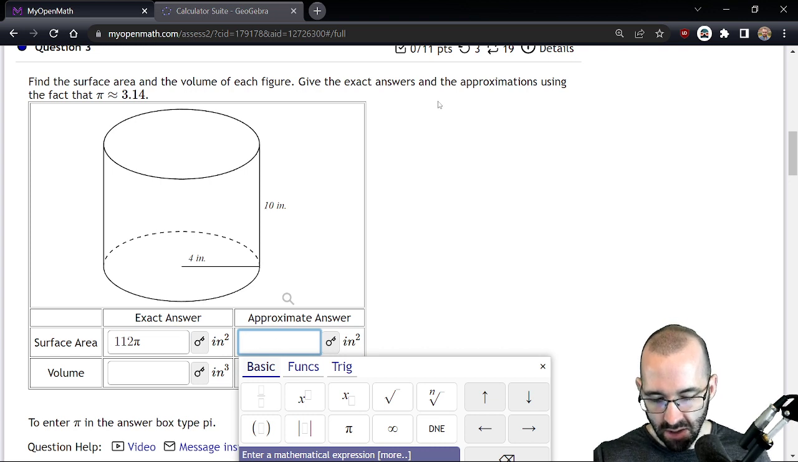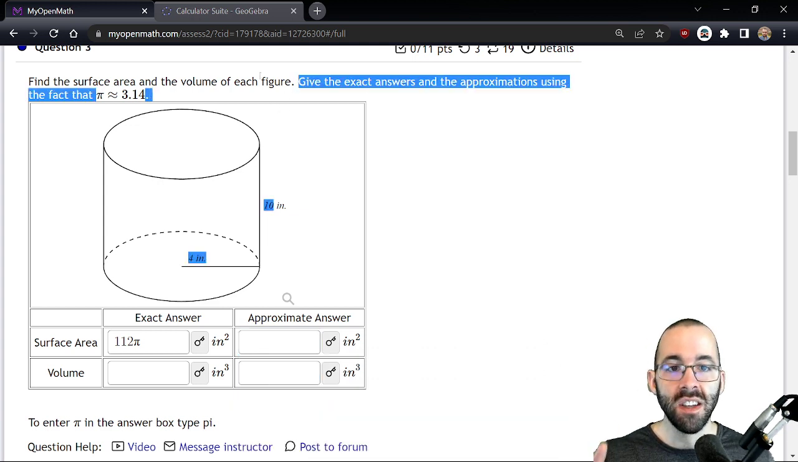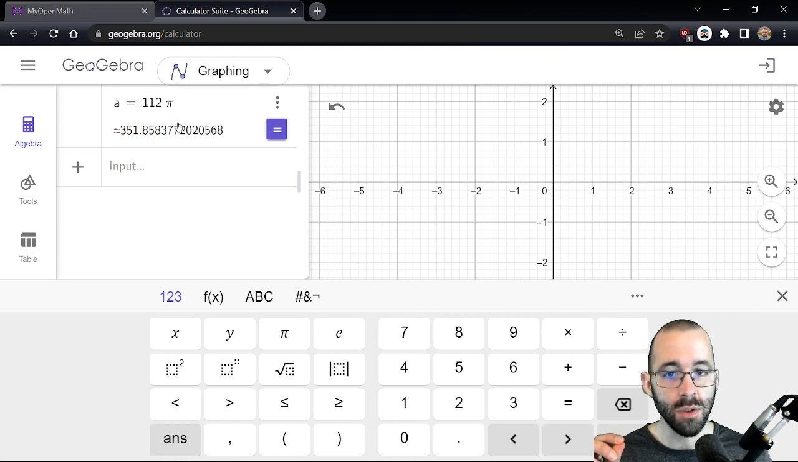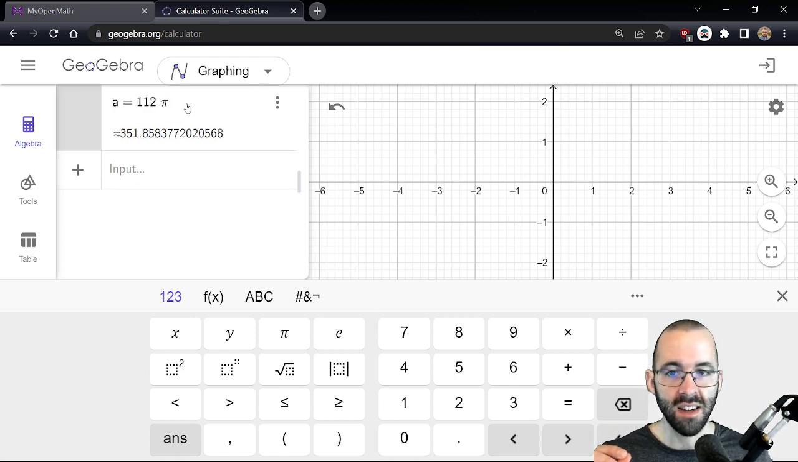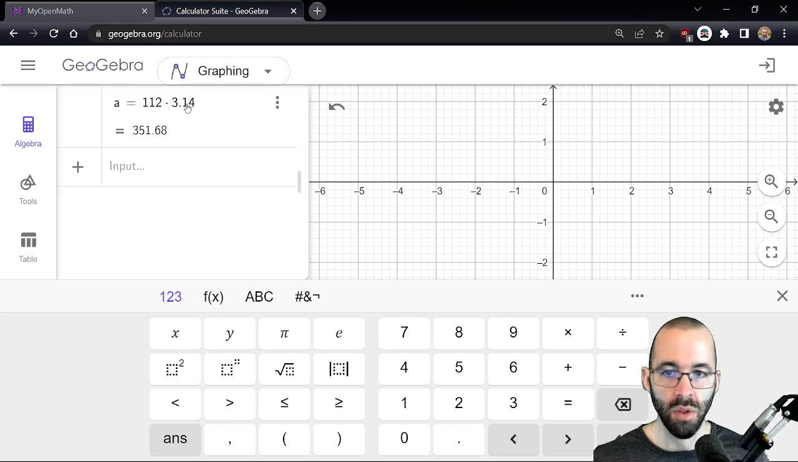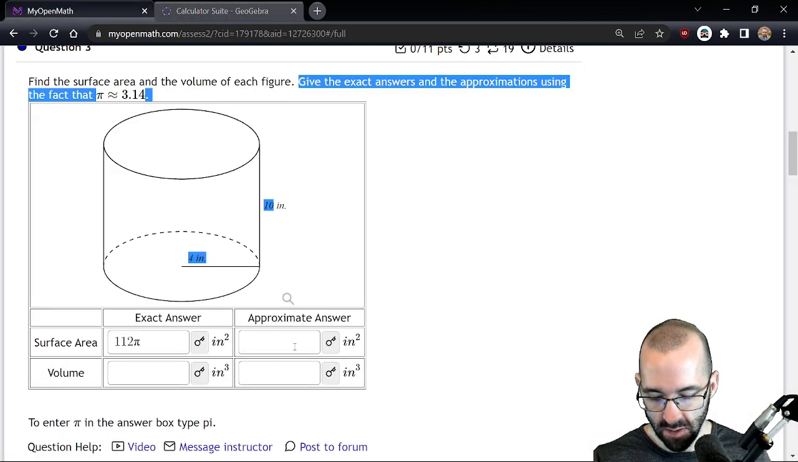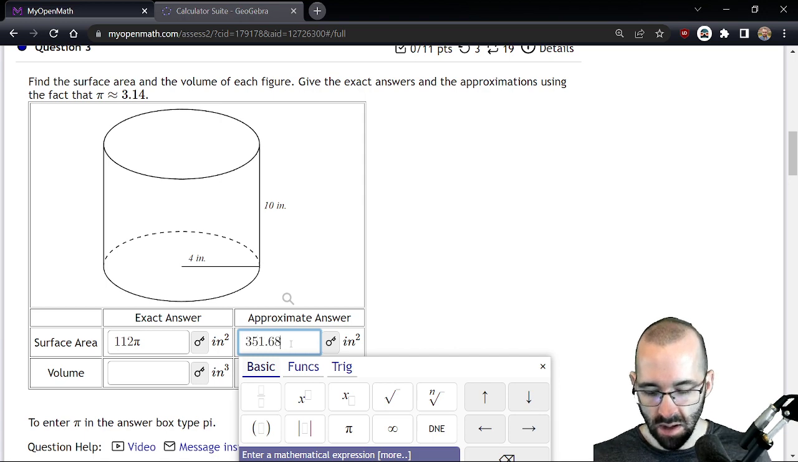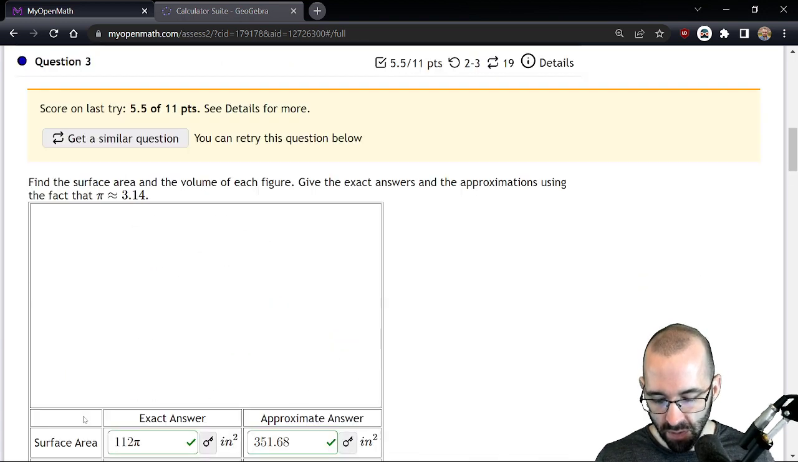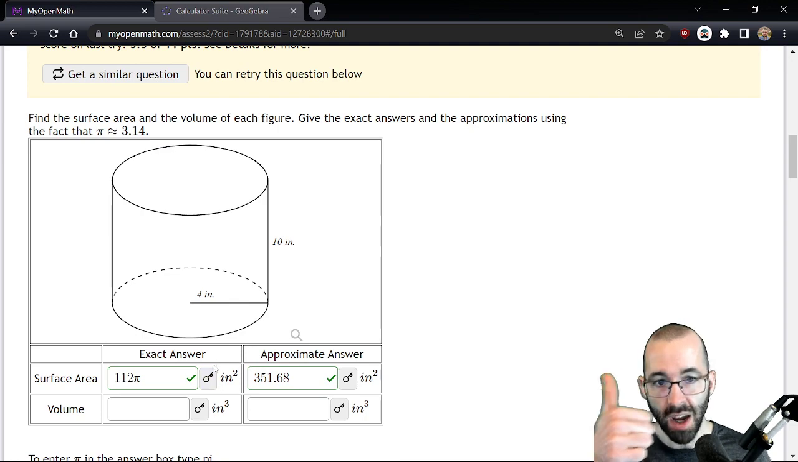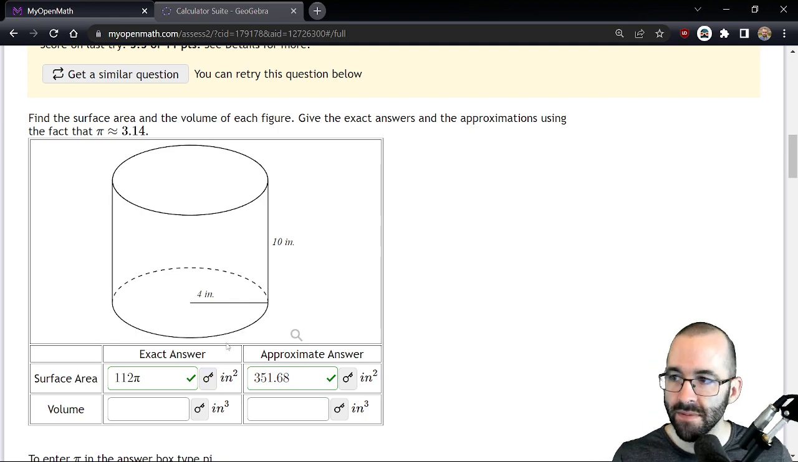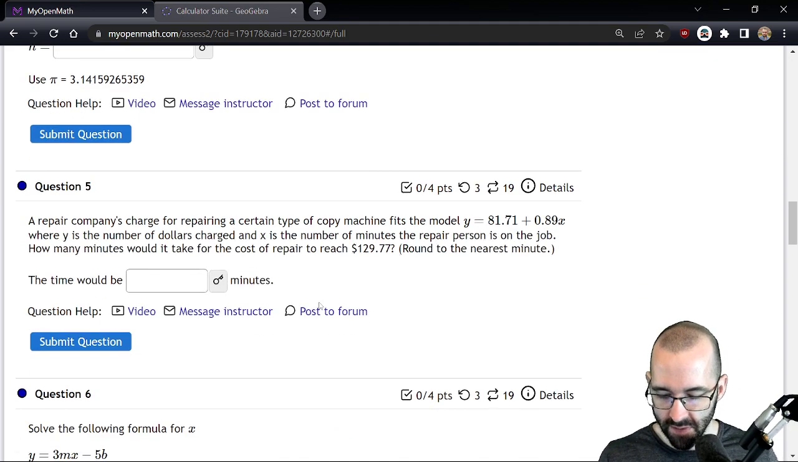The approximate answer, so be very careful to read the instructions. Using an approximation of 3.14. So if we type what GeoGebra has, that's not going to be what the problem is asking for. It wants an approximation of 3.14. So 351.68. And you could do the same thing for the volume. We're not going to do that. We got it. Great.